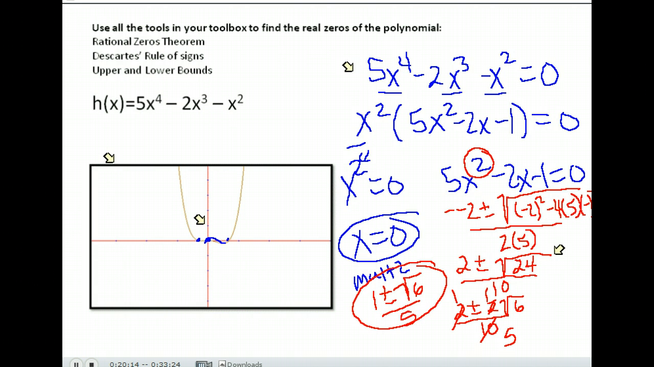You can separate those if you want as 1 plus the square root of 6 over 5 and 1 minus the square root of 6 over 5. But here are my real zeros. This was degree 4, and notice all of them happen to be real. I had 0, multiplicity 2, so that counts twice. And then I had 2 more here, 1 plus the square root of 6 over 5 and 1 minus the square root of 6 over 5. So I found all of those real zeros. Again, graphing helps me a lot because I didn't have to just guess and check. I was able to see exactly where zeros were.